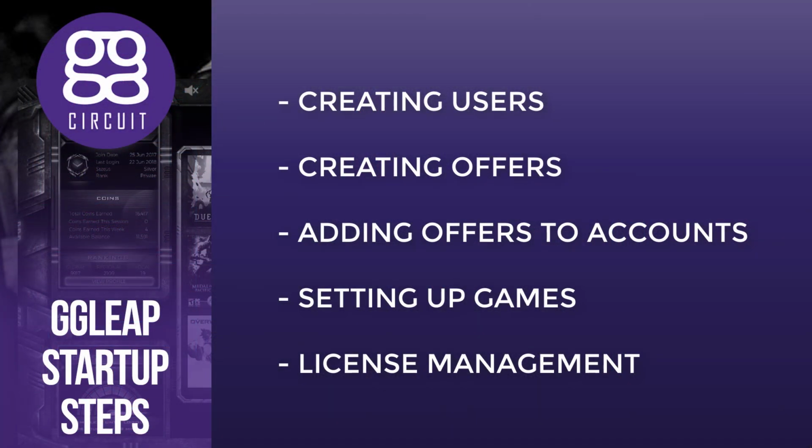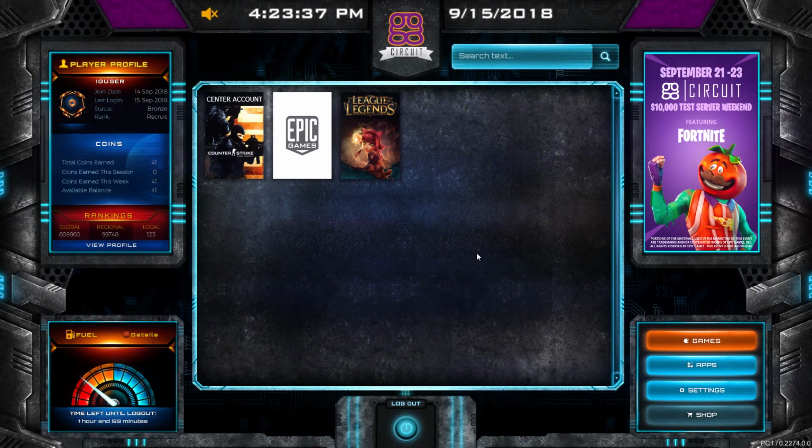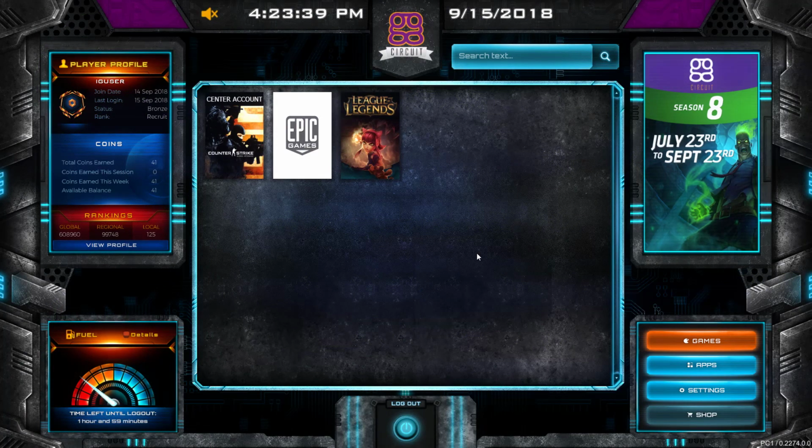So in this short video, again, just doing the bare minimum in ggLeap for you to accept customers. Creating users, creating offers, applying offers to those users so that they can log in, setting up games, setting up license management, installing the ggLeap client, and going to town. So the only thing that would be extra that you need to do is just rinse and repeat the ggLeap client onto the rest of your customer PCs. If all of the images on your PCs are the same, all you'd have to do is take those 5 minutes to install the ggLeap client, and before you know it, you'd be open for business.